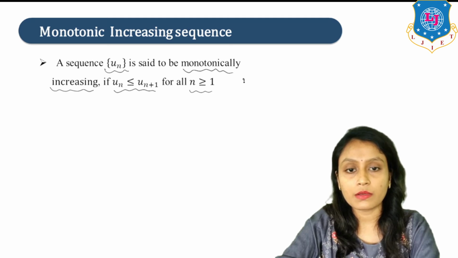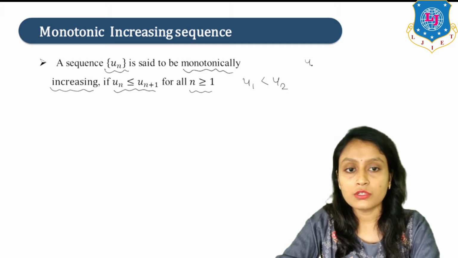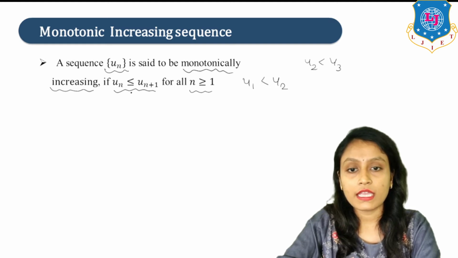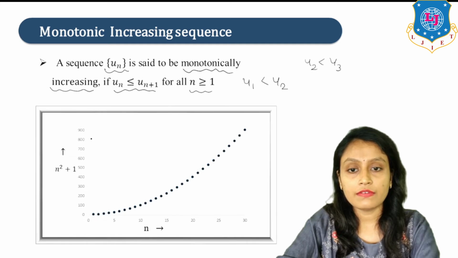So if you write, suppose U1 is less than U2, and then U2 is less than U3, it means the terms are increasing. If the terms increase as n increases, we can say that this sequence is increasing. So let's see one example.